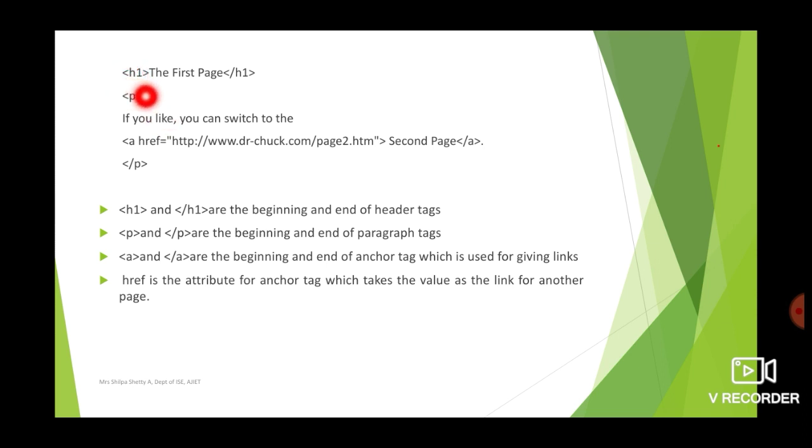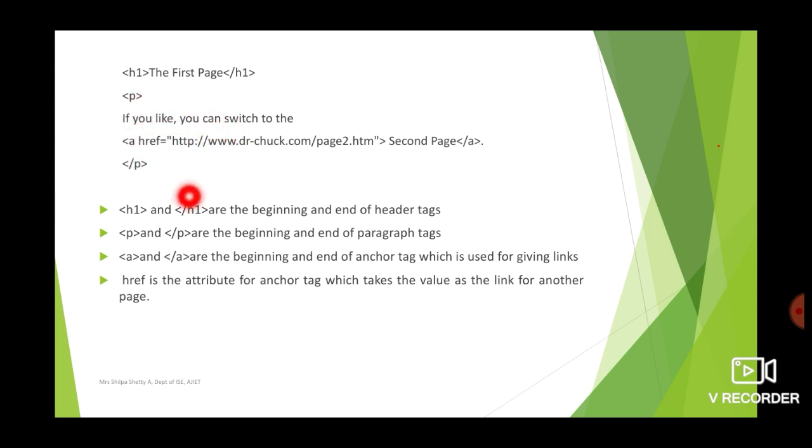So here we have h1. This is the header tag. The header tag tells that this is the first page. Then we have a paragraph tag. What it tells is, if you like, you can switch to this page. That means this will be the first page where you are currently, and you want to go to the second page.